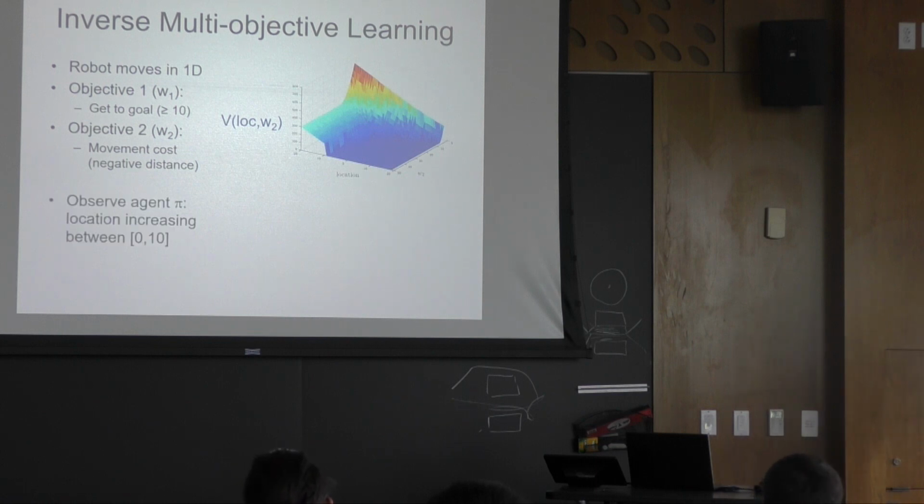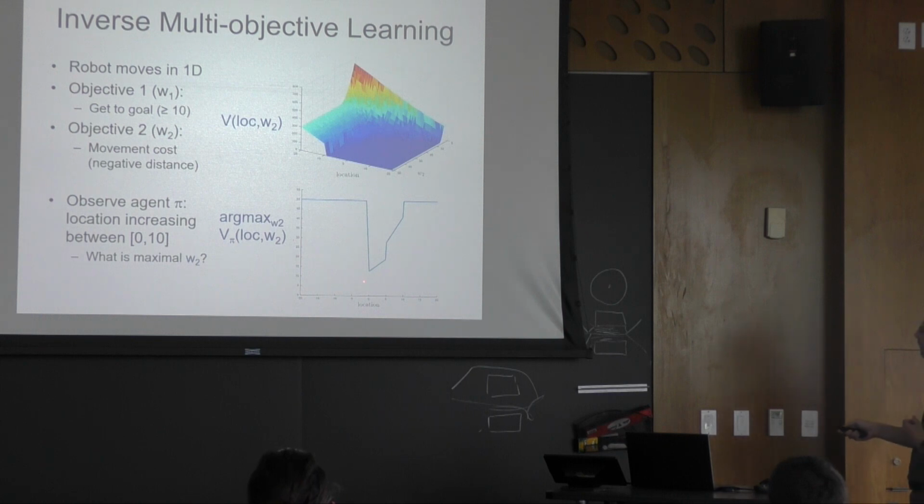If I observe now for the multi-objective learning, I observe the agent moving to the right for increasing x between 0 and 10, right? I can sort of use dReal to say, well, what's the maximizing weight 2 as a function of different starting locations, right? And this is the answer you get.